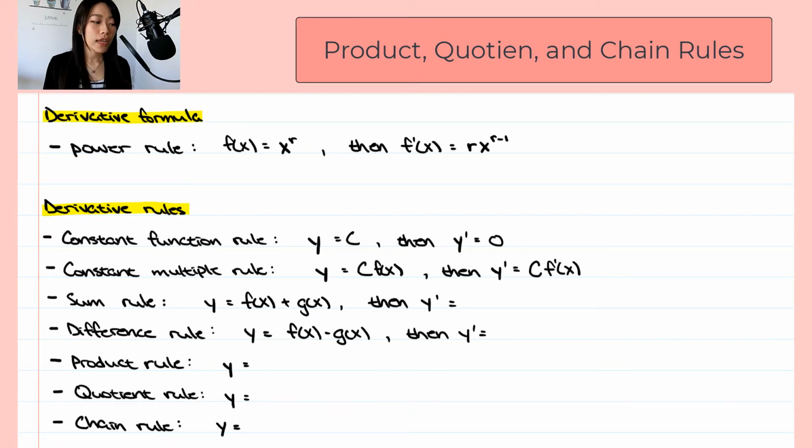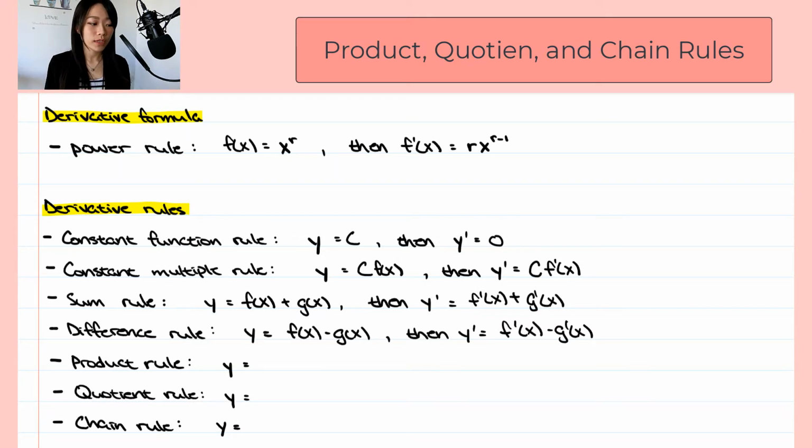And then we've also looked at the sum and difference rules. For example, if y equals f of x plus or minus g of x, then the derivative of y is simply the derivative of f of x plus or minus the derivative of g of x. And similarly for the difference rule, the derivative of y is f prime minus g prime.